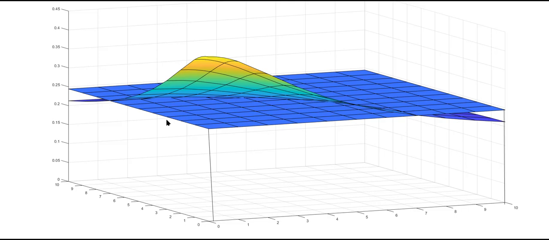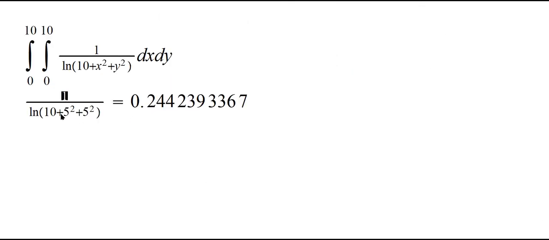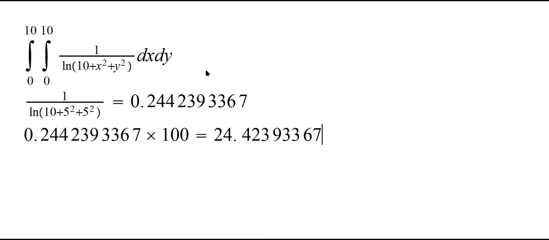Okay, so if we compute the volume of this box, what I would get is this simply. Let me go back to Scientific Notebook here. If I calculate the altitude, it was 0.244 and all that, and then say I multiply it by 100, which is the area of the base, because we are going on 0 to 10, 0 to 10, so that's 24.4239. And before MATLAB, let's just look at an approximation of the value here.